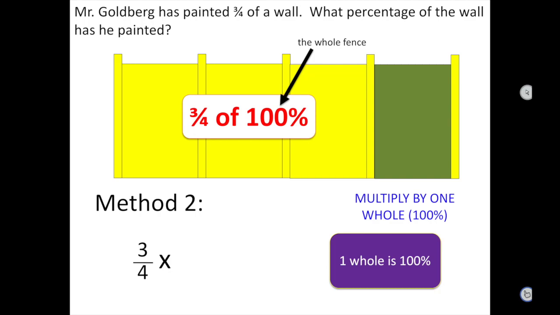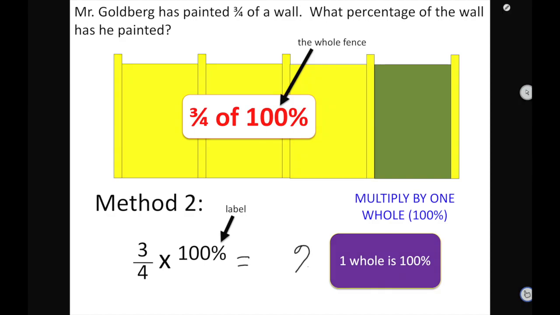So to change 3/4 into a percentage using this method, I'm going to multiply by 100. The percentage sign is my label. Just like if you were to find 3/4 of $100, it would be labeled dollars. In this case, we're talking about a percentage, so it's labeled with the percentage symbol. But I can now solve just like I would with any other number and its label. Pretend it was 100 centimeters or $100 or 100 kilograms. We would know that when we answer the problem, we're just going to end up having it be labeled with that same label. So I'm going to write the percentage symbol down.